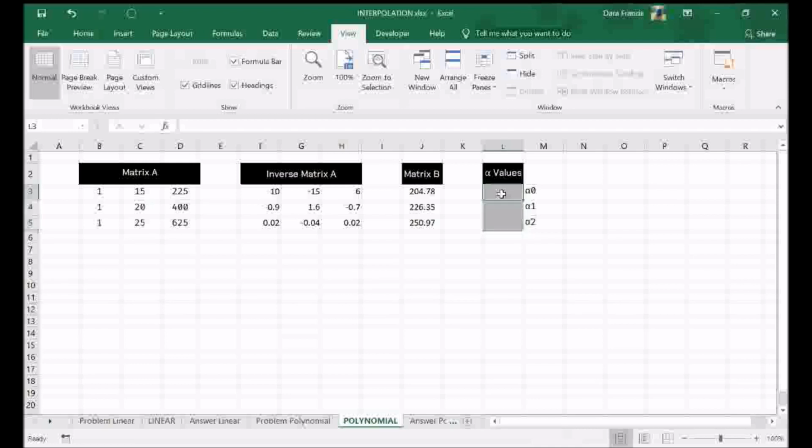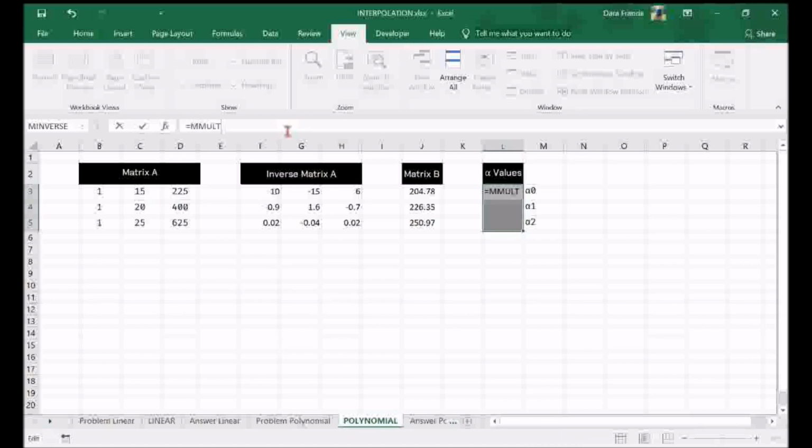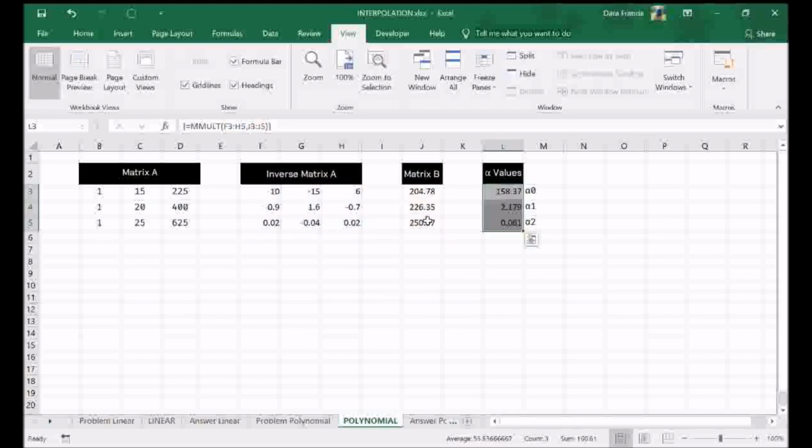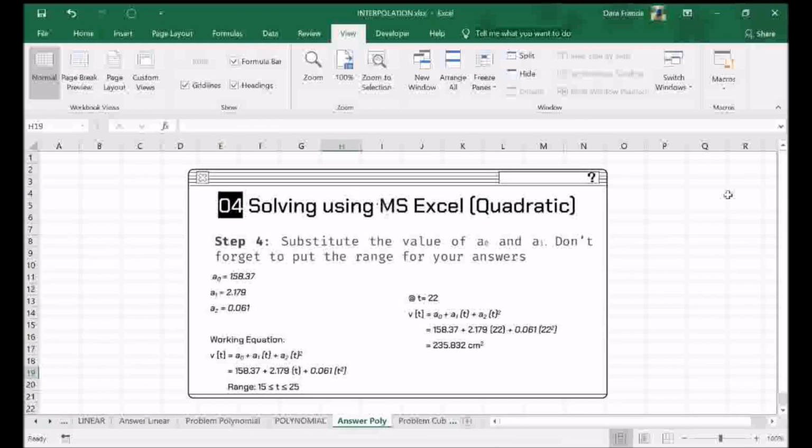After highlighting, since we have 3, we will highlight 3 cells and press equals MMULT, which is matrix multiply. So we will choose our first matrix, which is the inverse matrix, and press comma, choose our second matrix, and close it with a parenthesis. Hold Control, hold Shift, and press Enter. Now we have values for our A0, A1, and A2.